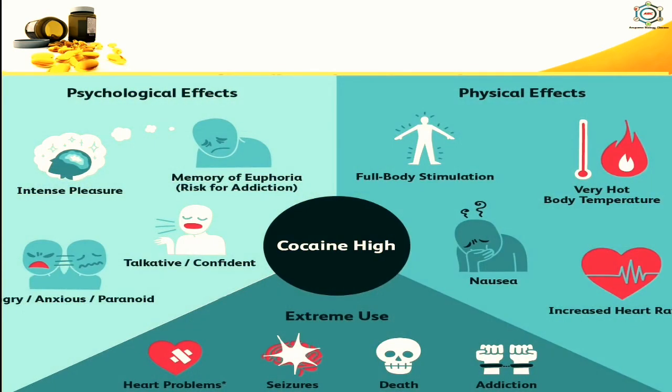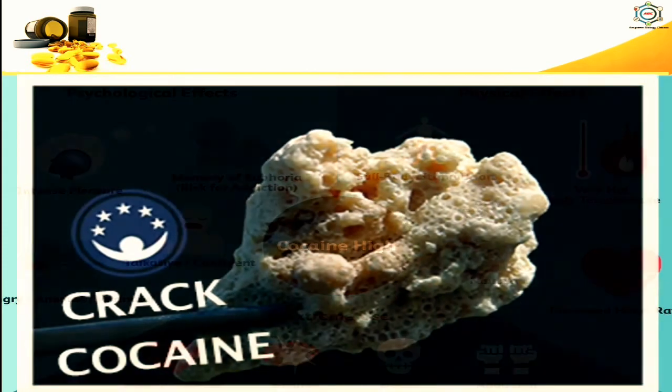So in case of cocaine high, the psychological effects are intense pleasure, memory of euphoria, talkative, confident, then lethargy, anxious, paranoid. In case of physical effects, full body stimulation, very hot body temperature, nausea, increased heart rate. And in extreme use, heart problems, seizures, death, and addiction. So these are the effects on the body of cocaine.